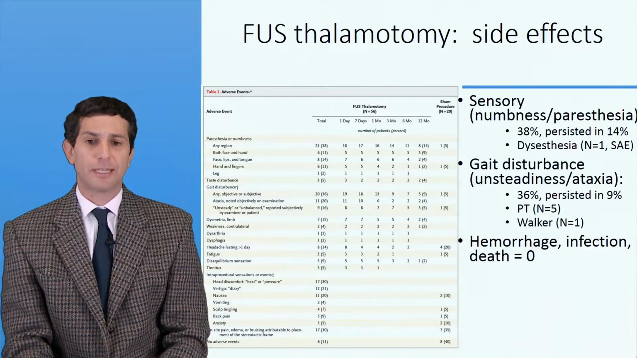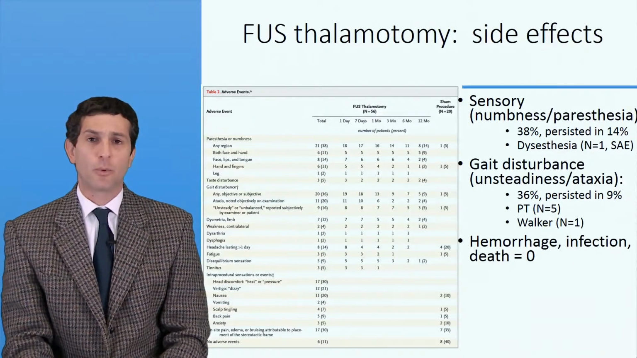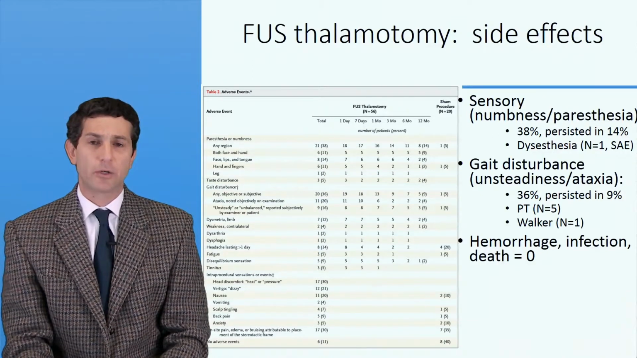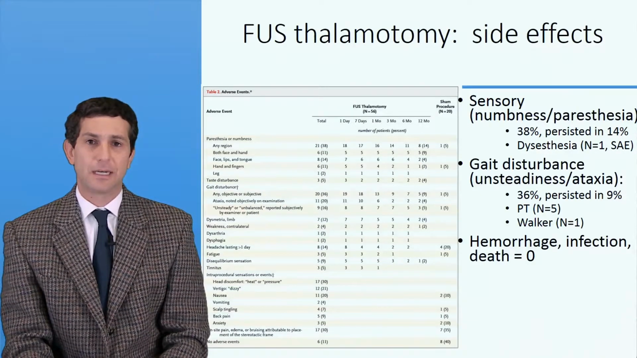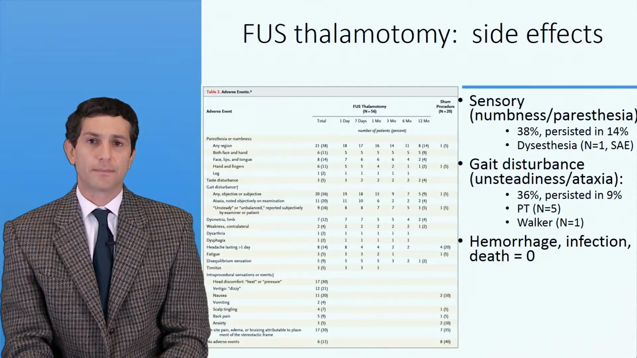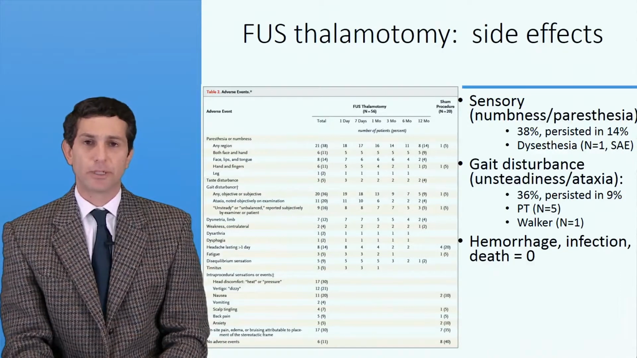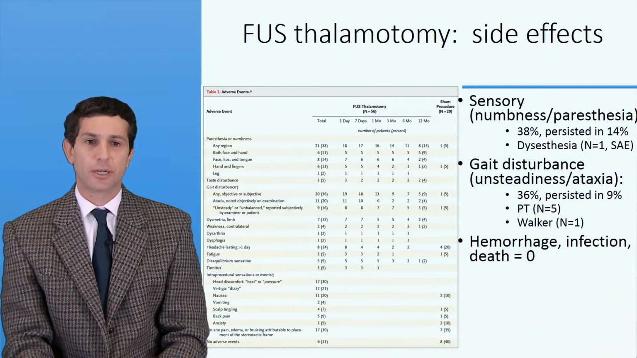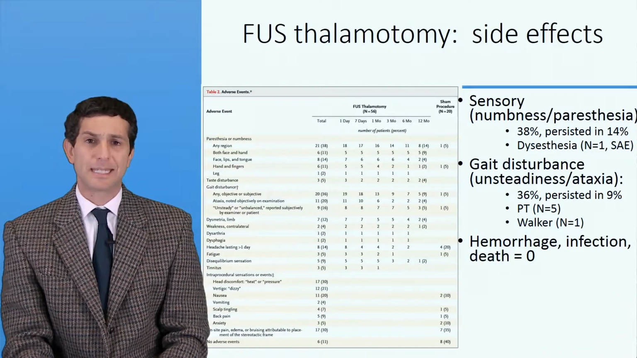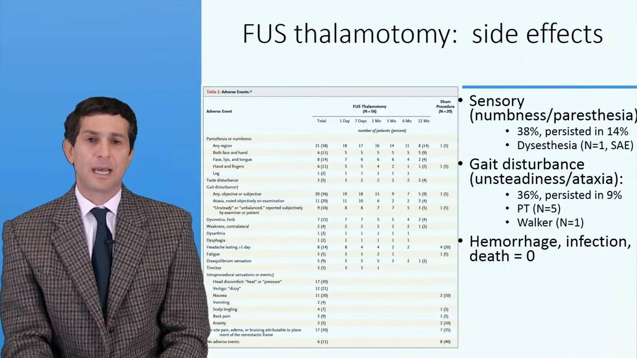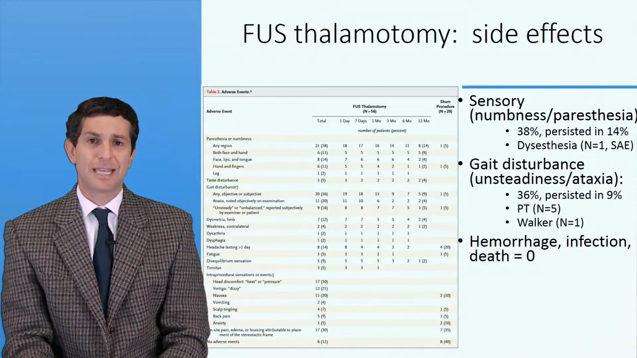Here you can see that the most common side effects were those that are typical of a thalamotomy procedure or thalamotomy ablation, where there can be some sensory or cerebellar side effects which are closely related to the ventral intermediate nucleus of the thalamus or the tremor target. And you can see it was very common to see sensory disturbance like numbness or tingling in the fingertips or the lips. This occurred in 38% of the patients and persisted during the 1-year study in 14% of the patients.